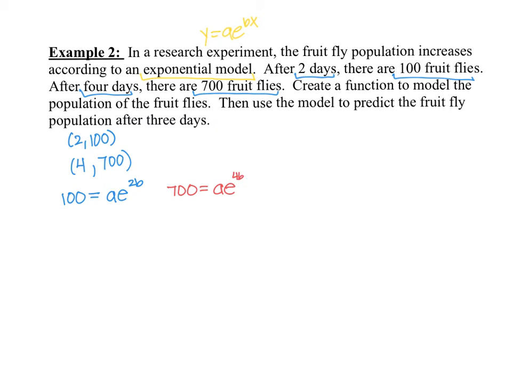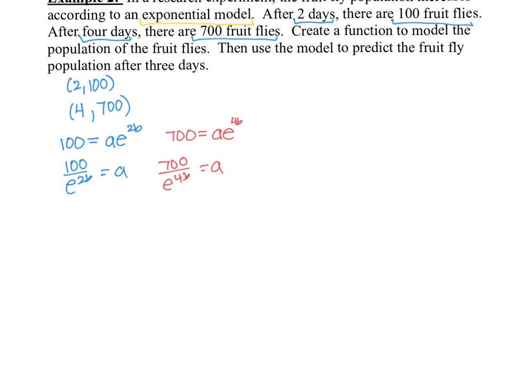Okay, well, I have 2 equations, 2 unknowns, so I'm going to solve a system of equations. There is more than one way to do it, so you may find a different way is better for you. I'm going to use the substitution method because it looks like it can solve for a fairly easily. So on the first equation, if I divide by e to the 2b, I get a. On the second equation, if I divide by e to the 4b, this is also equal to a. Since they both equal a, I can use the substitution method and set them equal to each other.